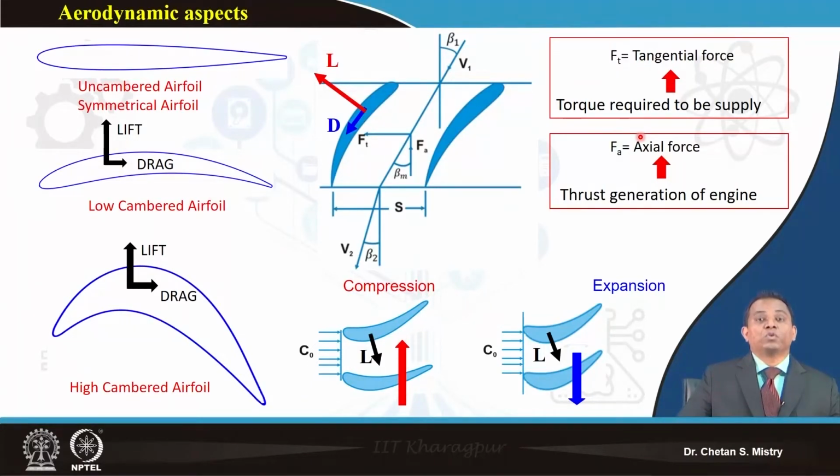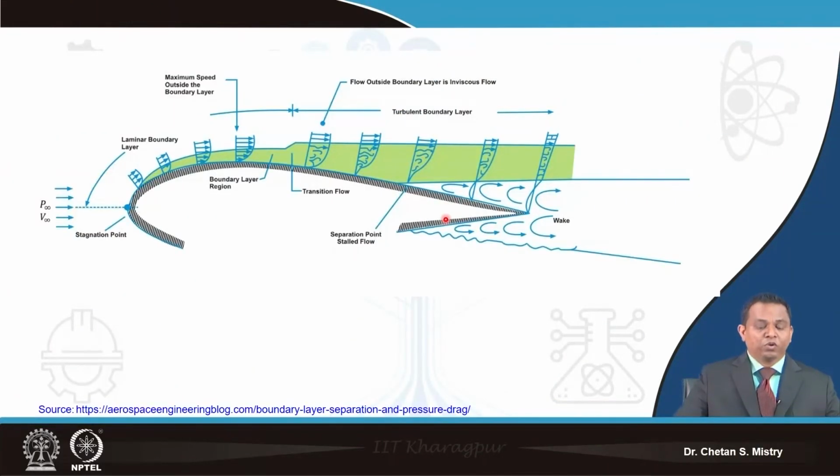So here I want to say what is the benefit of using our tangential force and axial force. This gives us an idea that for the compressor we have a low cambered blade, or a low cambered airfoil. What I am naming here as camber, we will be discussing very soon. Now let's try to understand what exactly is happening on my blade or airfoil.